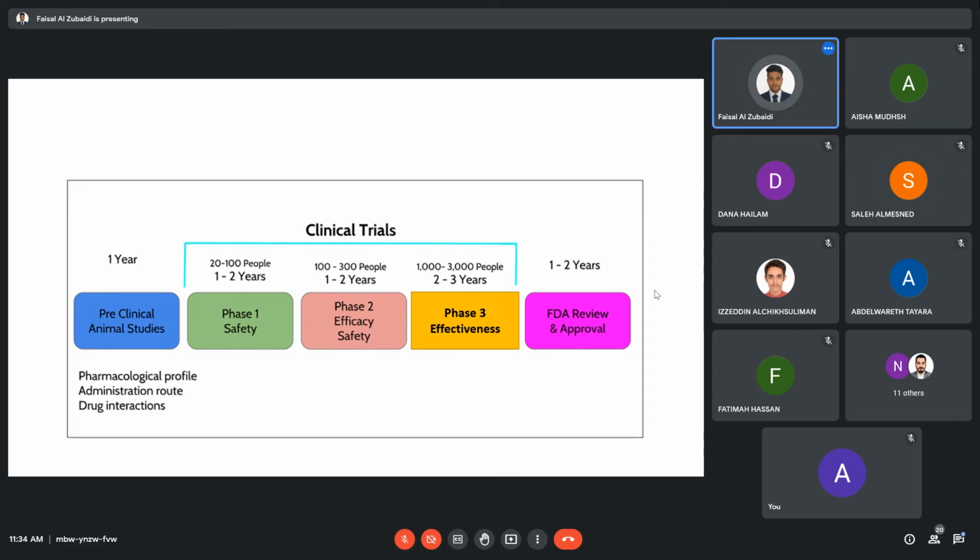So according to those phases, in which phase do you think this article's study falls?